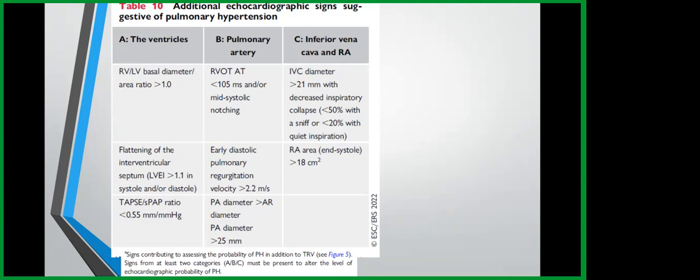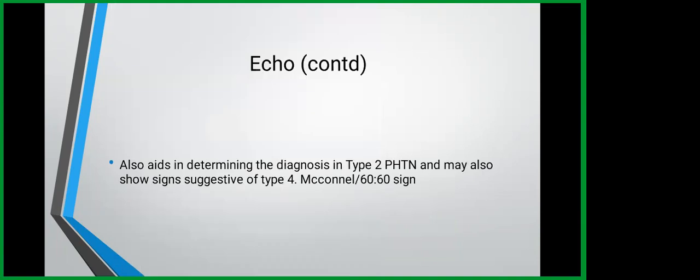So you need a sign from the ventricle, maybe you are using the eccentricity index, the TAPSE, or the fractional area change, whatever it is. You have one of that. Then you have one sign from the pulmonary artery, maybe a dilated pulmonary artery more than 2.5 centimeters, or pulmonary regurgitation, or low acceleration time. Then you need a sign from the IVC, a dilated IVC, or an enlarged right atrium. So you need at least signs from two components here to be able to shift the probability.